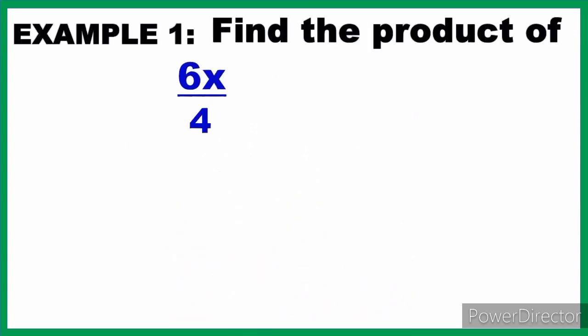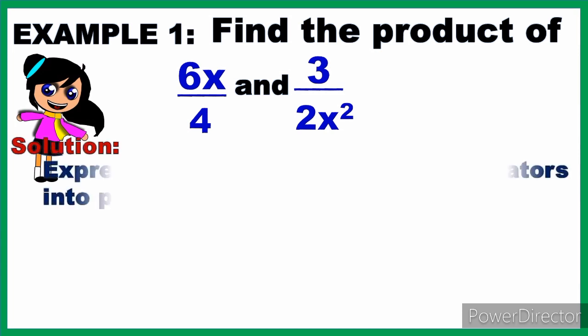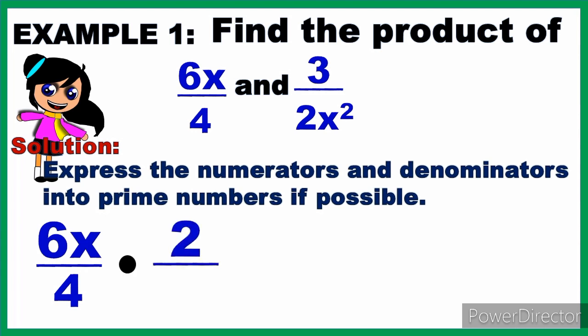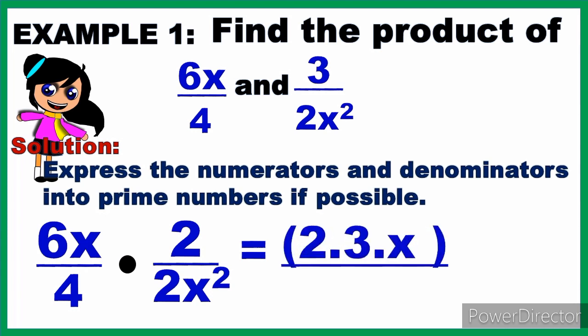Okay, now let's have an example number 1. Find the product of 6x over 4 and 3 over 2x squared. Okay, so this is the solution. Express the numerators and denominators into prime numbers if possible. So we have 6x over 4 times 3 over 2x squared, and then it is equal to, we factor 6x, so the factor of 6x is 2 times 3 times x, and then we have 2.